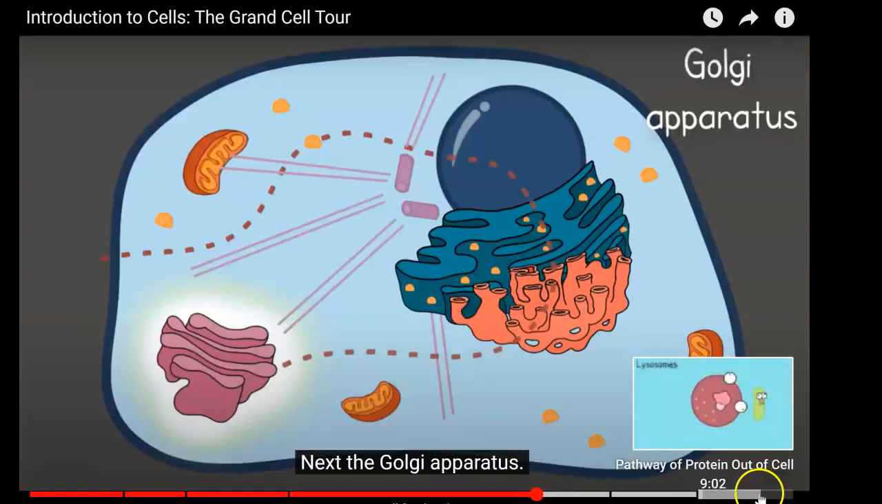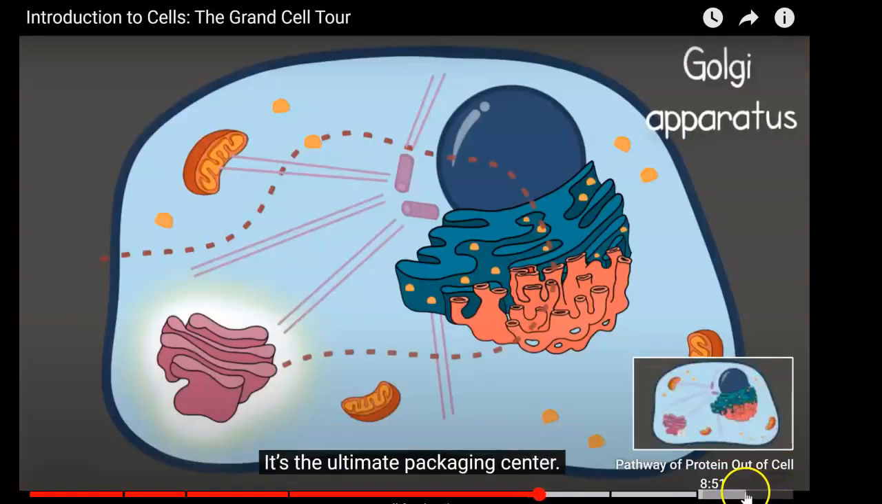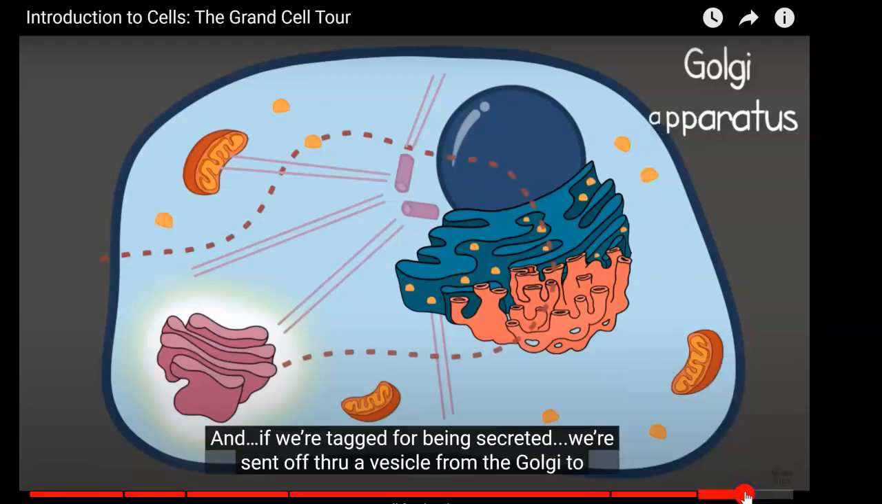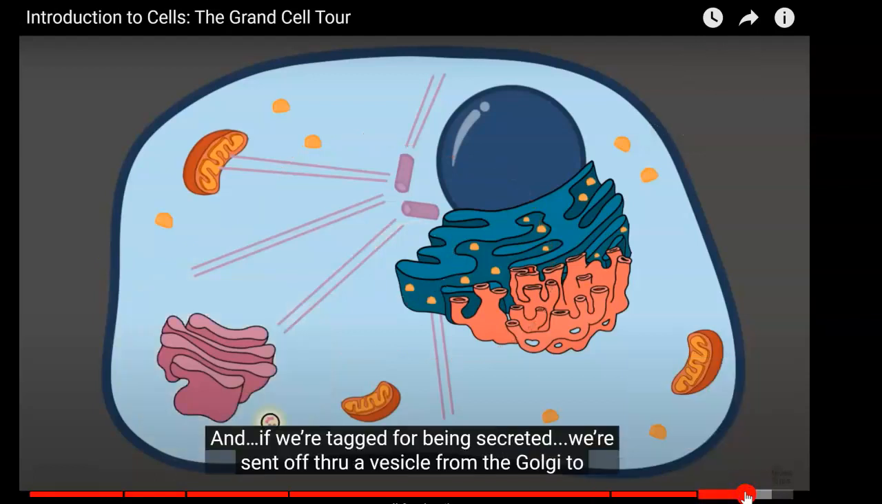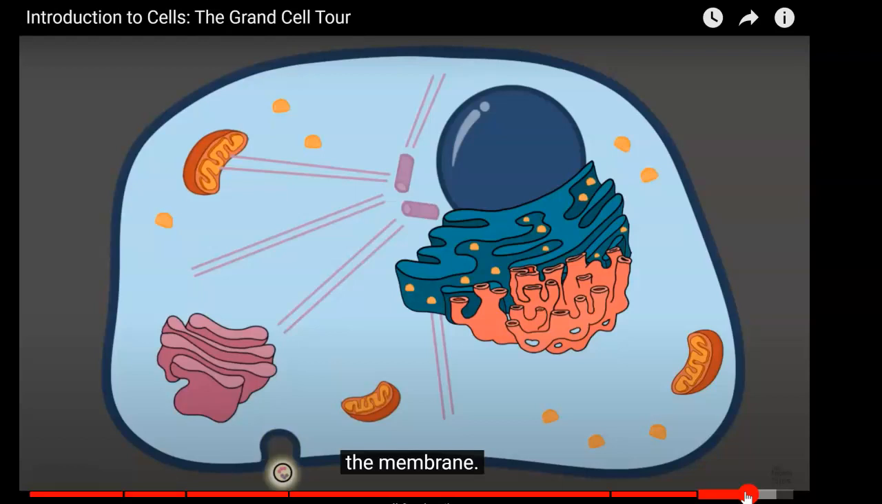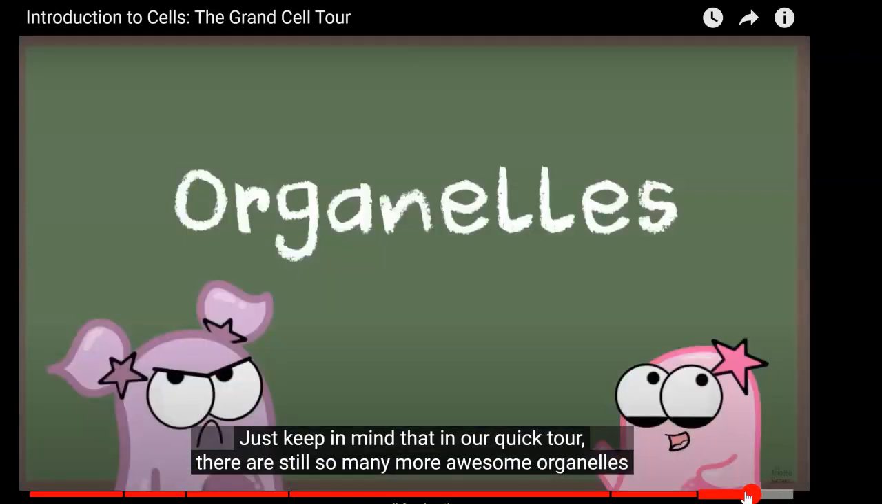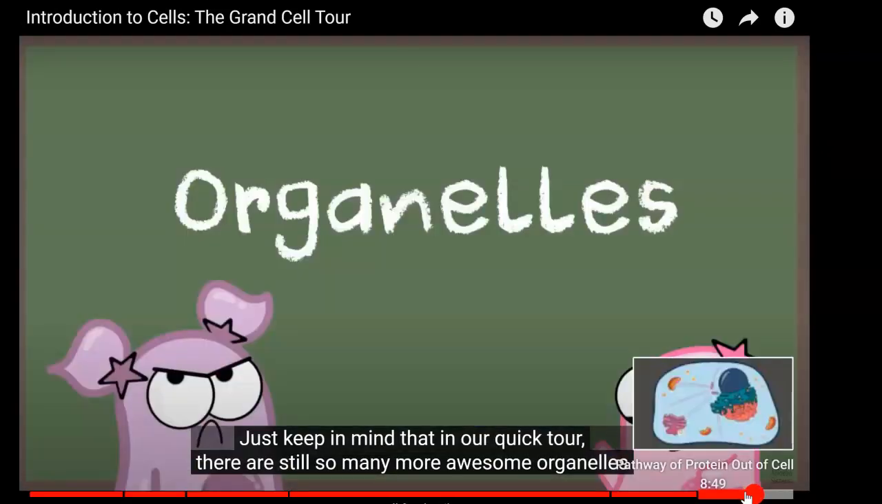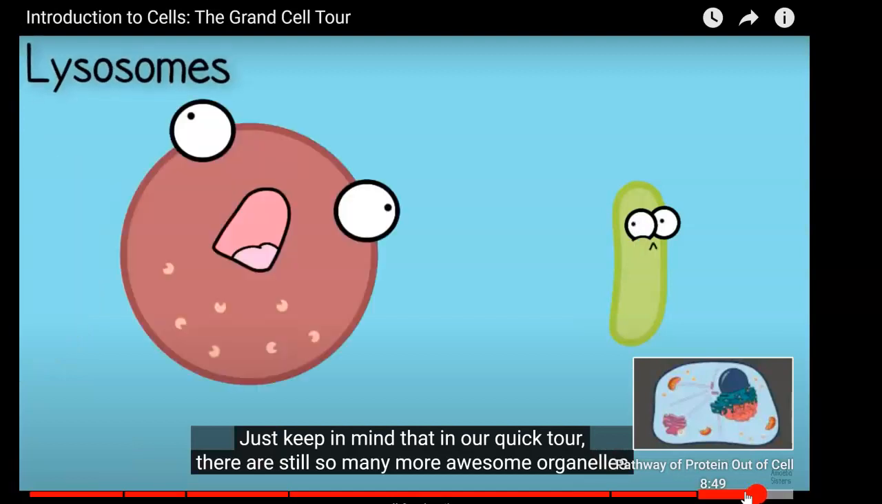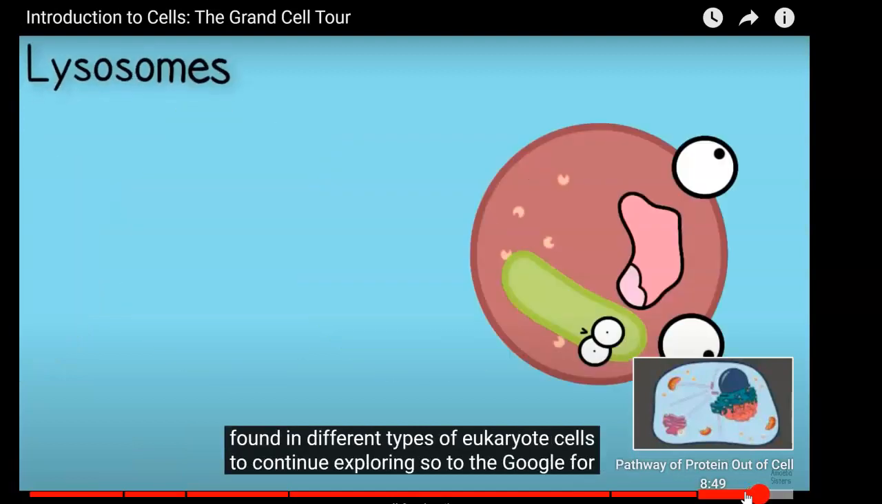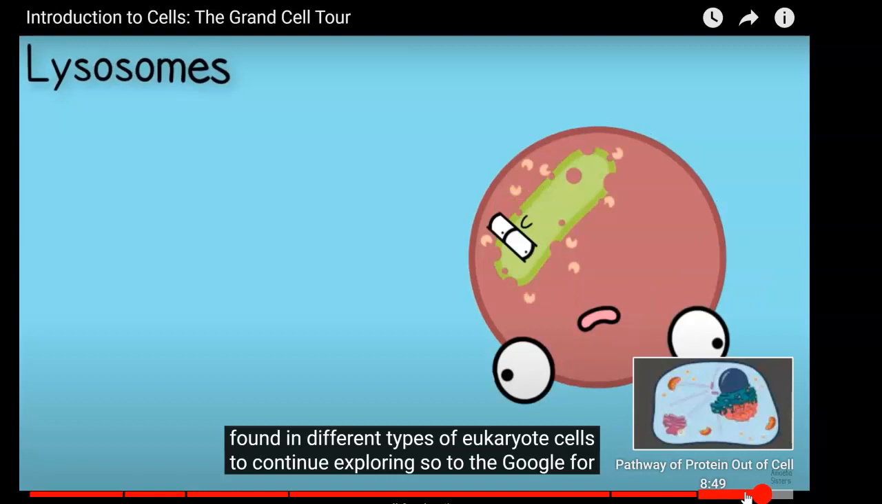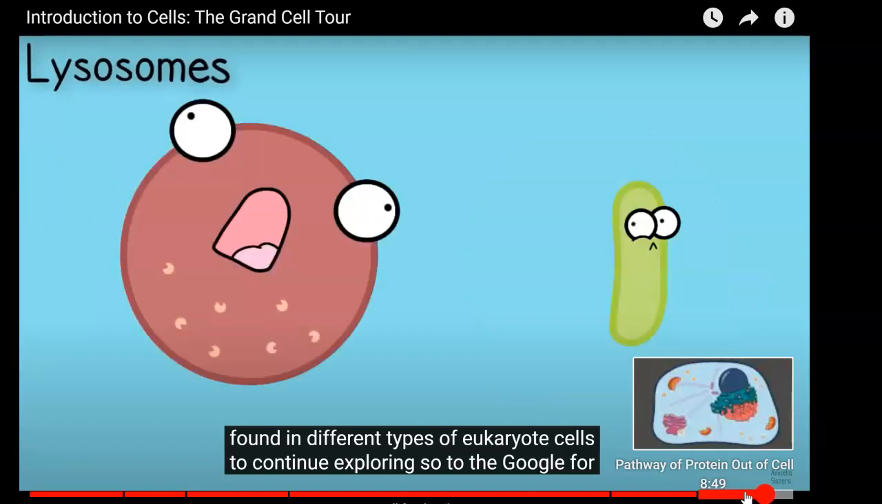Next, the Golgi apparatus. It's the ultimate packaging center. Through a vesicle, from the Golgi to the membrane. Out we go! Now just keep in mind that in our quick tour, there are still so many more awesome organelles found in lots of different types of eukaryote cells to continue exploring, so to the Google for more.